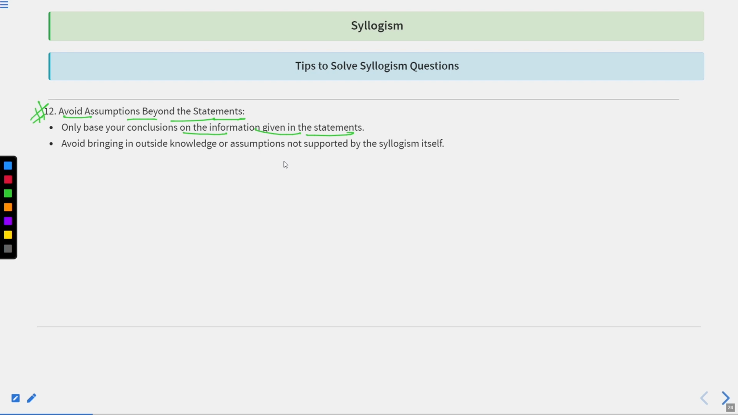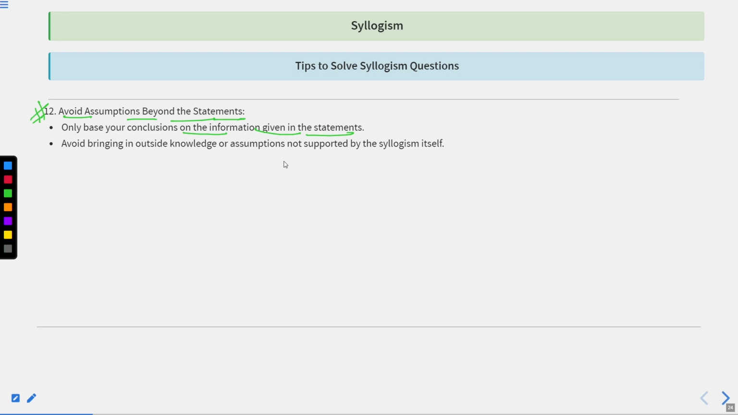Correct? Apple is red. What they did, they thought, they assumed beyond the statement. Now, what they will mark in the answer will be none of the above premises or the conclusion is true. And they won't be getting the marks because they went beyond the statement. You don't have to go beyond the statement.